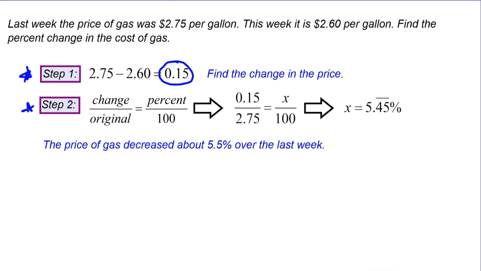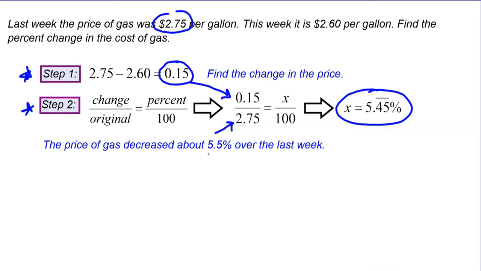And then step 2, I'm going to use the proportion where I use that change here. The change was 15 cents. The original was $2.75, so that goes in the denominator. And now I have my proportion. Then I solve this proportion using cross products. I'm not going to show that work because we've seen that many times. You get 5.45 repeating. So the price of gas changed 5.45 repeating percent.